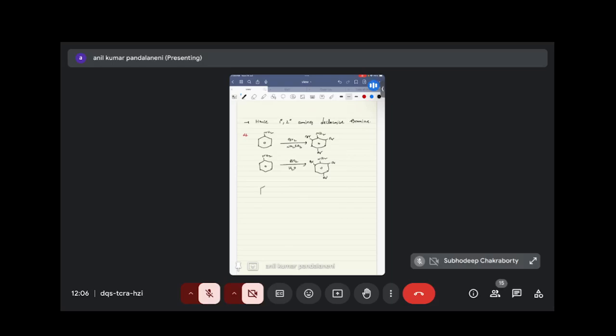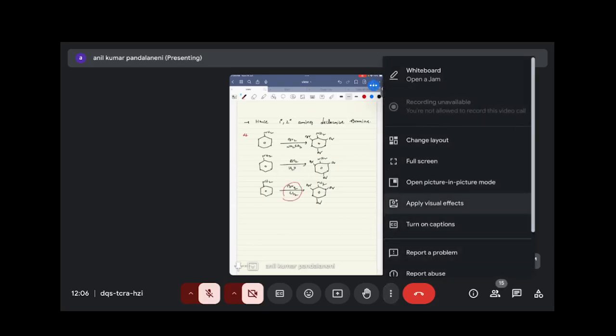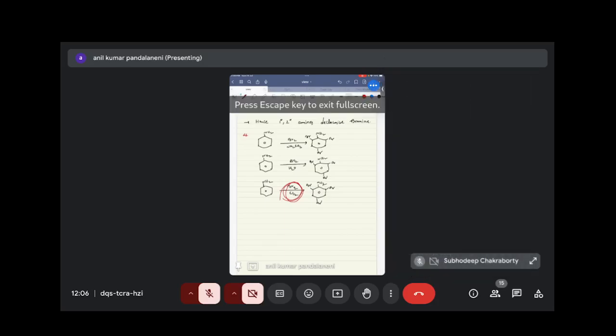And what is the difference between phenol and aniline with bromine water and bromine in CS2? Bromine in CS2, what will phenol give? Only ortho and para. But if it is aniline with Br2, the NH2 is so powerful that bromine will add at all three positions, even in CS2.